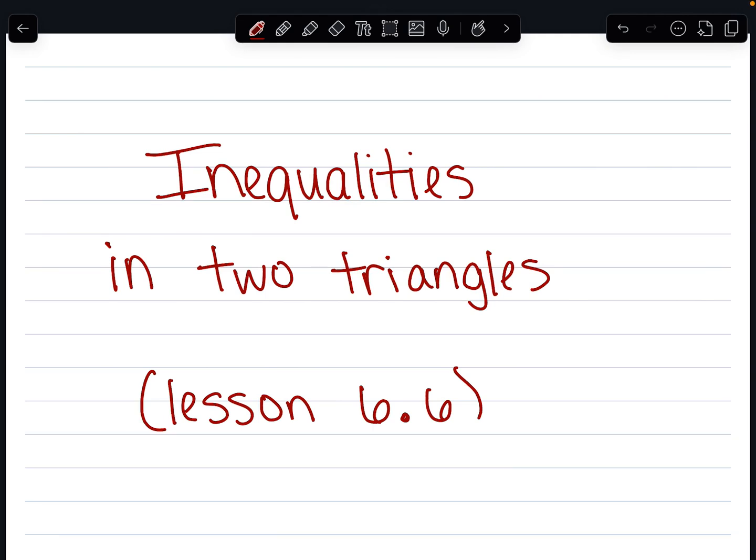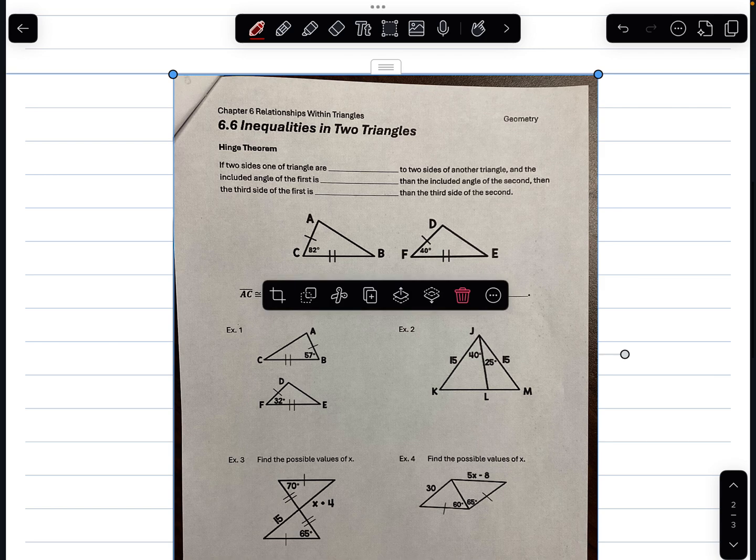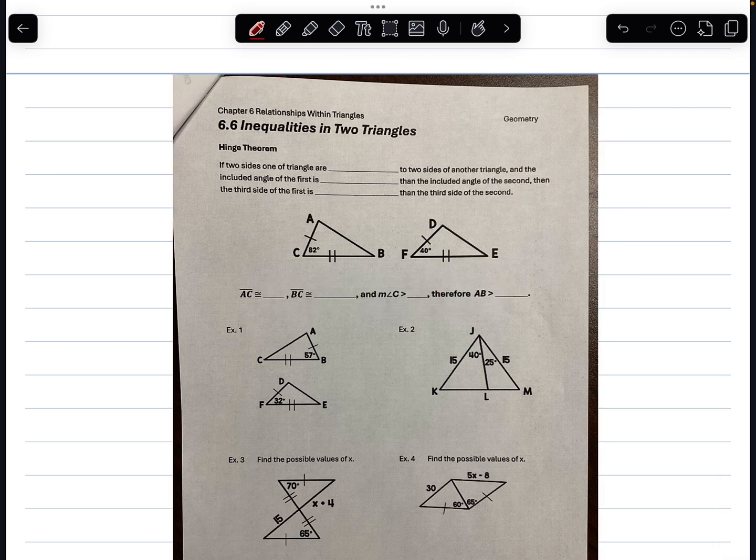All right, we're going to finish chapter 6. So we talked about, I guess that was last week, inequalities in one triangle. So today we're going to talk about inequalities with two triangles, comparing certain sides. It's similar to what we did before, so it should be pretty straightforward.